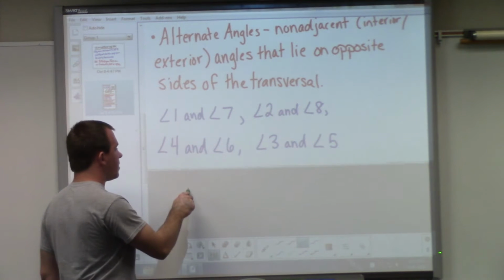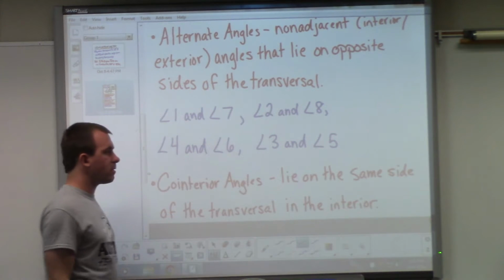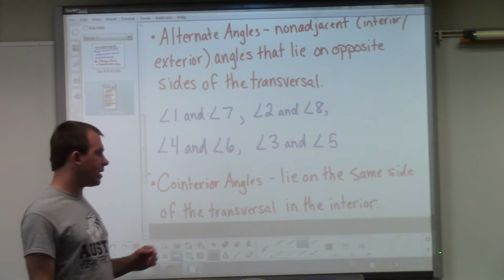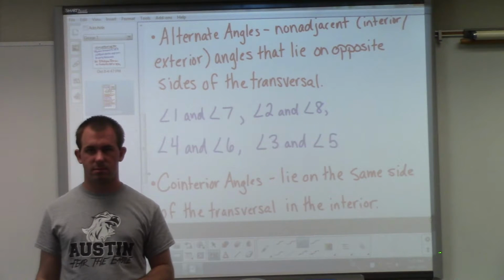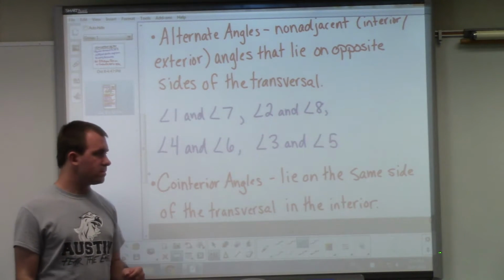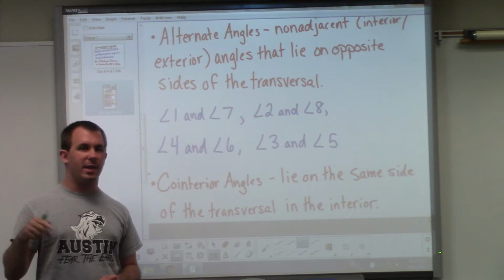Next, we have co-interior angles. Co-interior angles lie on the same side of the transversal in the interior. So they are on the same side of the transversal in the interior.